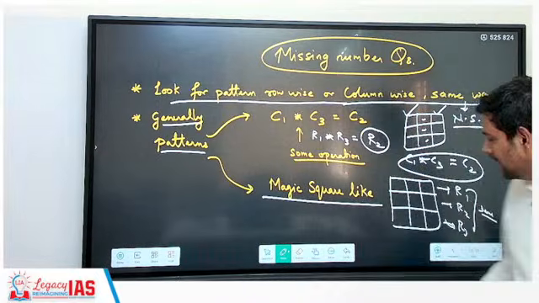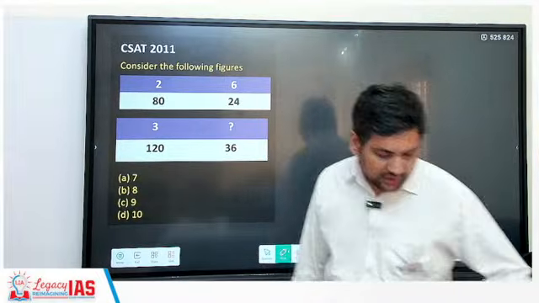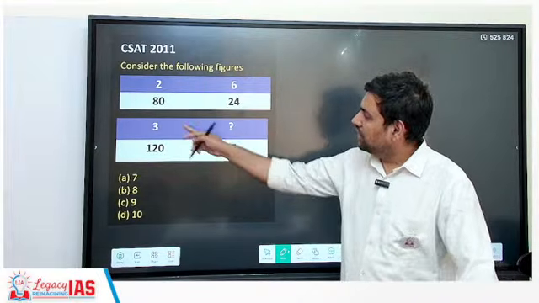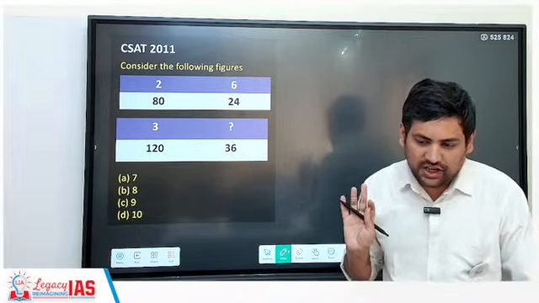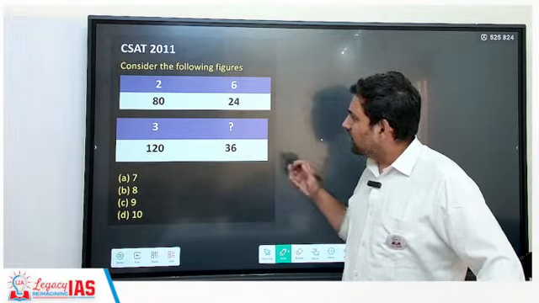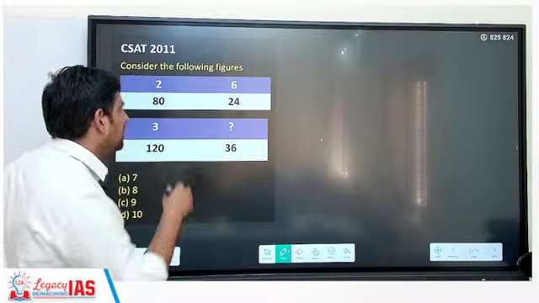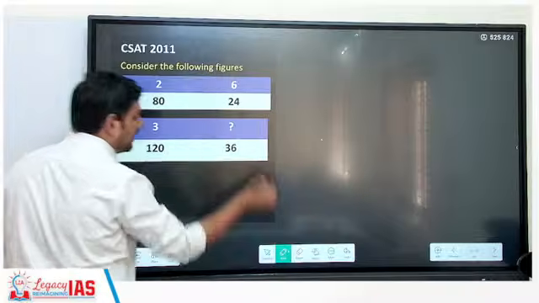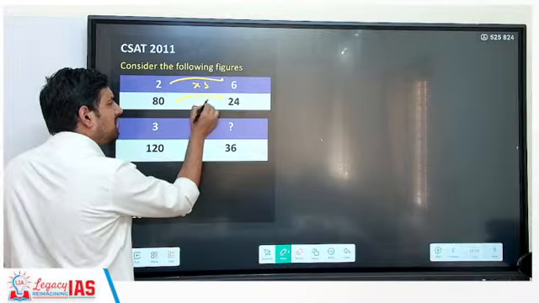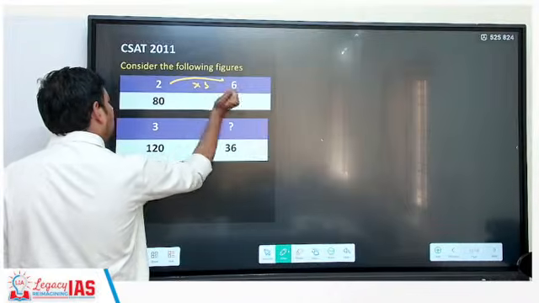Now let's get started. This is the first question, from 2011. It says, consider the following figures: 280, 624, 3120. What will be here? The same thing applies here also. First, try to find a pattern. This is the complete table. From 2 to 6, this is multiplication by 3. But 80 and 24 do not have any relation with respect to multiplication or anything, so it does not seem like a row pattern.